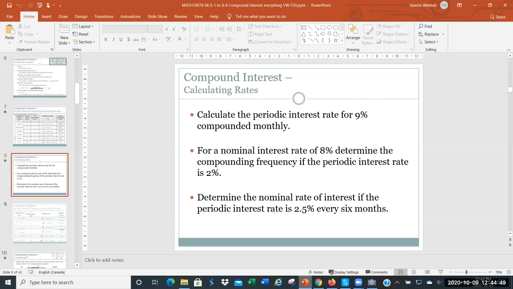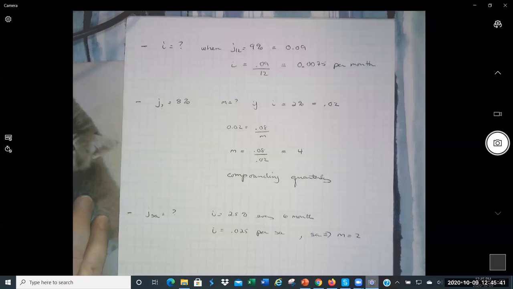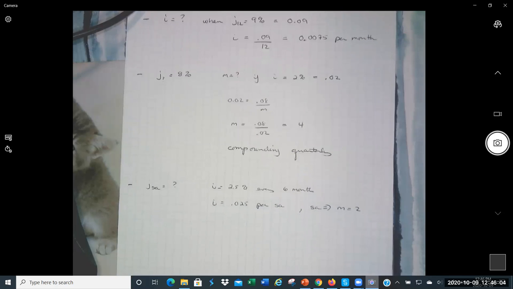Let's try our last one here. What's the nominal rate of interest if the periodic rate is 2.5% every 6 months? So let's give this one a try. So here we have our J semi-annual is unknown, and our periodic rate was given as 2.5% every 6 months. Every 6 months means semi-annual. That's why we have semi-annual here. So our periodic rate in decimal is 0.025 per semi-annual. Semi-annual means that our M is 2. So let's put this in now.